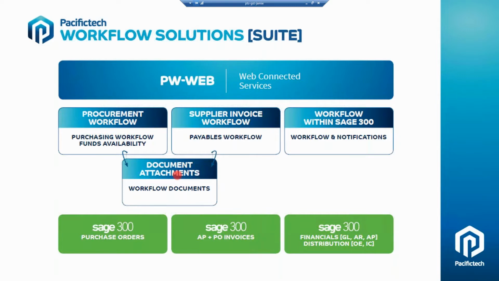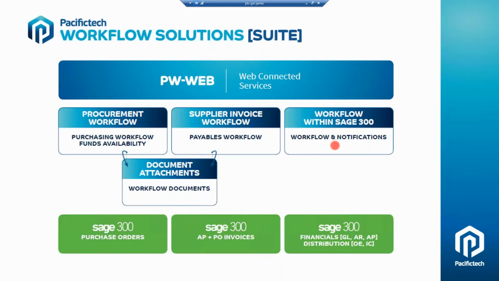But lots of clients want to know about other parts of our workflows that are available. On the left-hand side is purchasing workflow. That's the whole procurement, requisitioning, approval side of things, with funds availability, which is all the GL budget checking and the PTC budget checking. So that's the procurement side of the workflow.